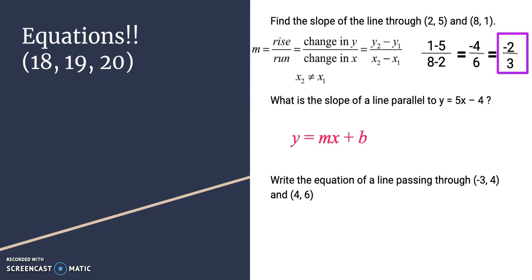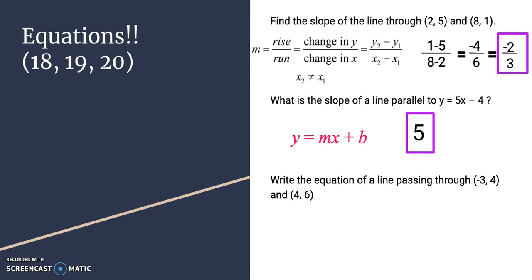Parallel lines, your slope is identical. Perpendicular lines, you have a negative reciprocal, which means you change the sign and flip it from the numerator to the denominator, or vice versa. In this case, since it's asking for parallel lines, which are identical, my slope will be identical. My answer is 5. Try not to think too hard. Okay.